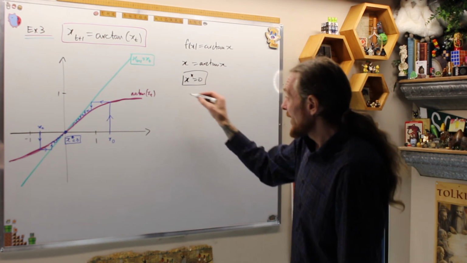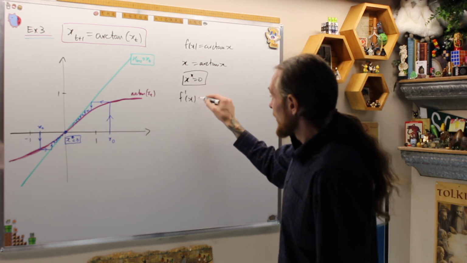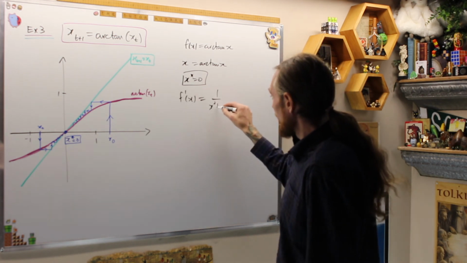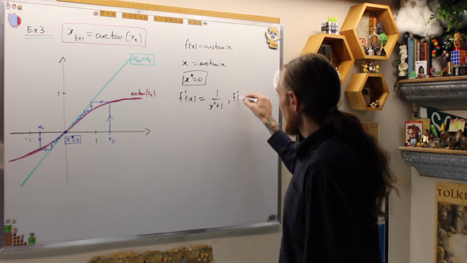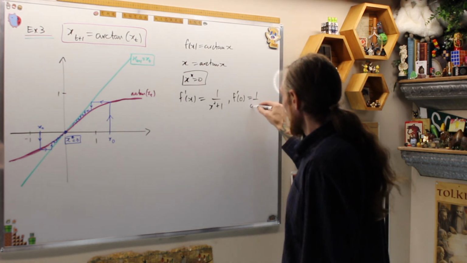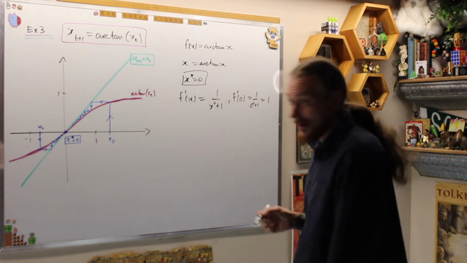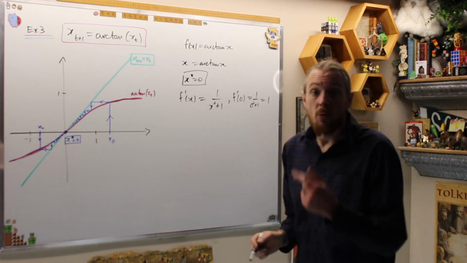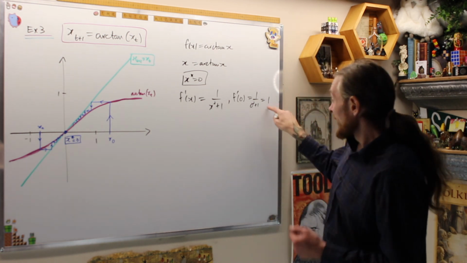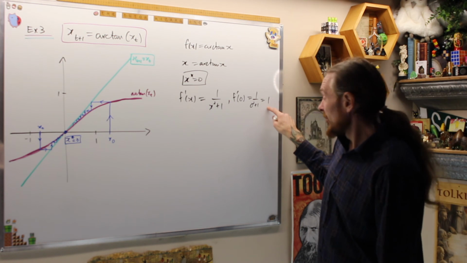And now what do I need? I need the first derivative for sure, which is 1 over x squared plus 1. That means f prime of 0 is going to be 1 over 0 squared plus 1, which is equal to 1. I now know I can't use theorem 1. I have to use theorem 2 because the first derivative at my equilibrium is exactly equal to 1.